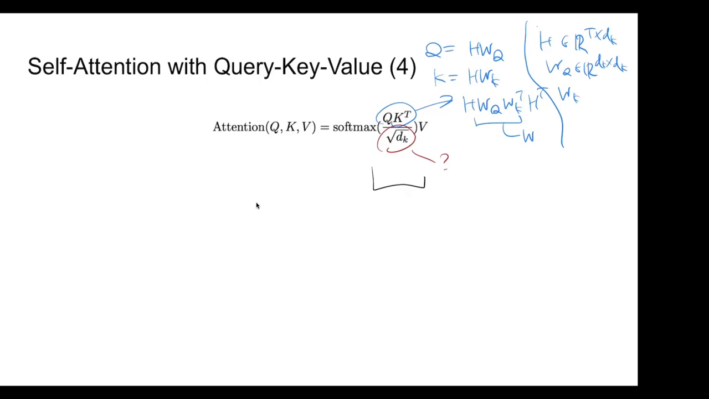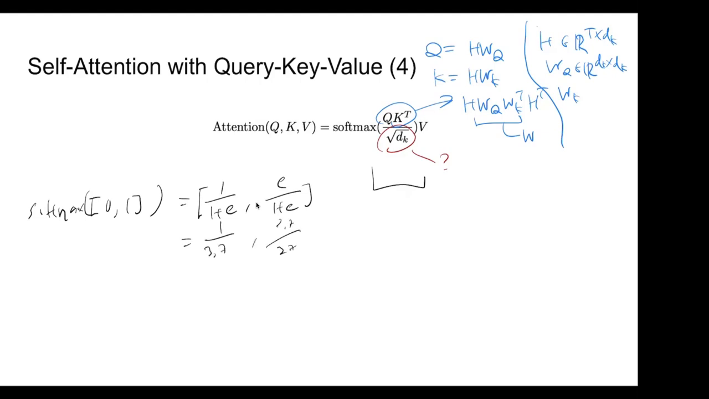So I'll give an example. Suppose you're performing softmax, let's go back to the same example, on 0, 1. And what is softmax of 0, 1? Well, that's just 1 over 1 plus e, comma e over 1 plus e, which is about 1 over 3.7, was it? And then 2.7 over 3.7. I'm not sure I'm exact, but this will be about something like 0.3, 0.7, which is not too bad.